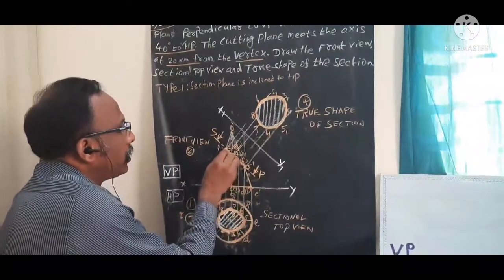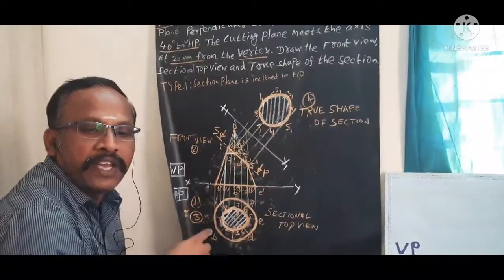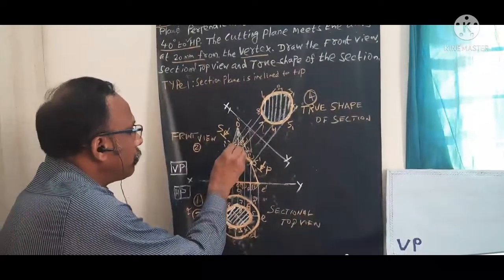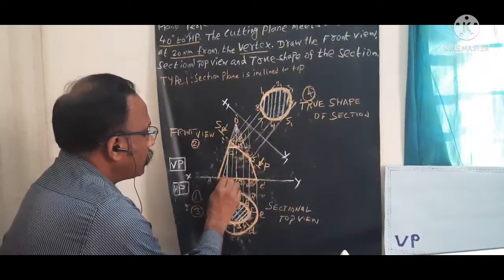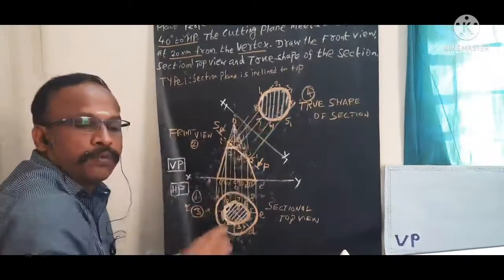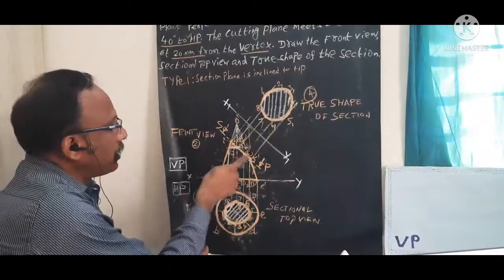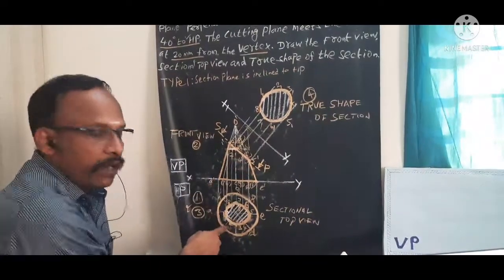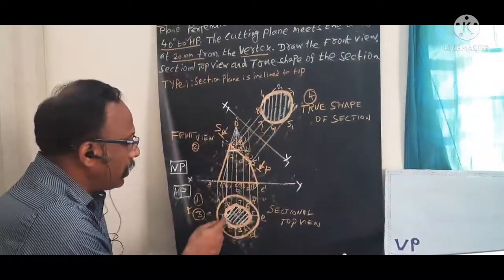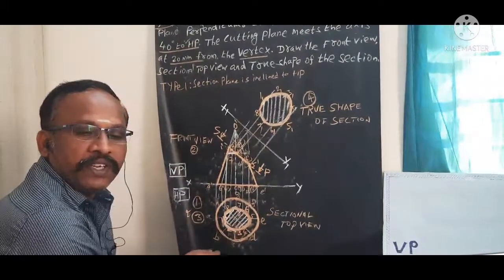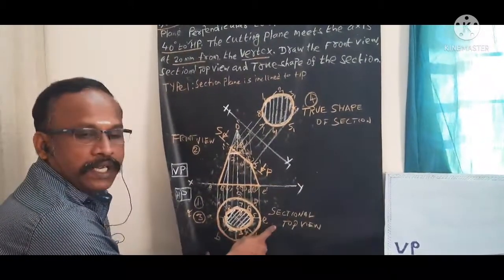Then you need to give the section points 1 to 8, because we have 8 generators, 8 points. The remaining bottom portion only you need to draw, only this portion. The top portion is removed, right? Okay, then these cutting points are to be projected to the top view. Then we get these cutting points joined by French curve. Then you draw these 45 degree equally spaced hatching lines, then get your sectional top view.